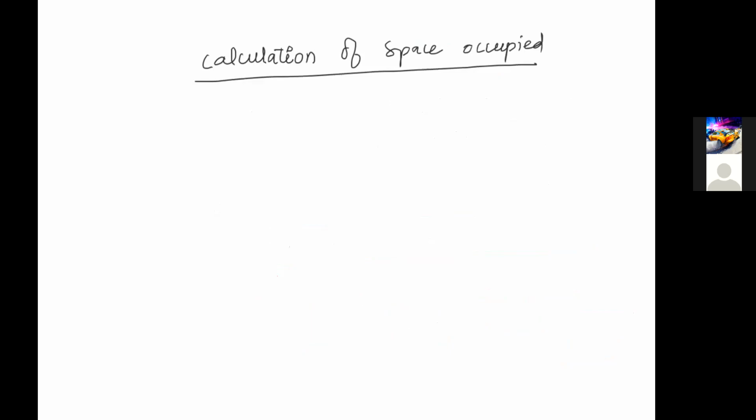Next we have, let us calculate, of the different things, what is the space occupied. So, if you have a unit cell like this, I have lattice points.